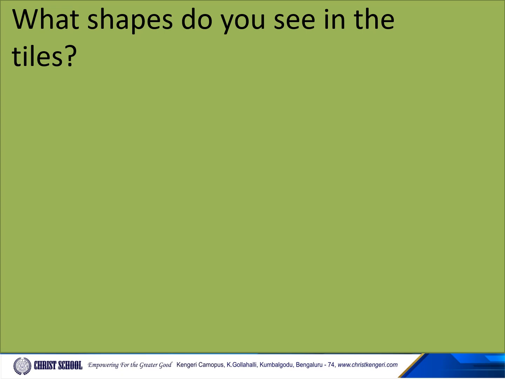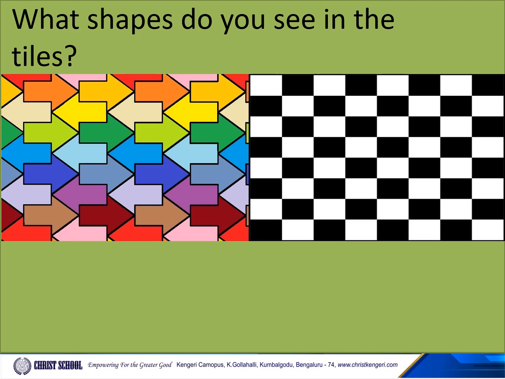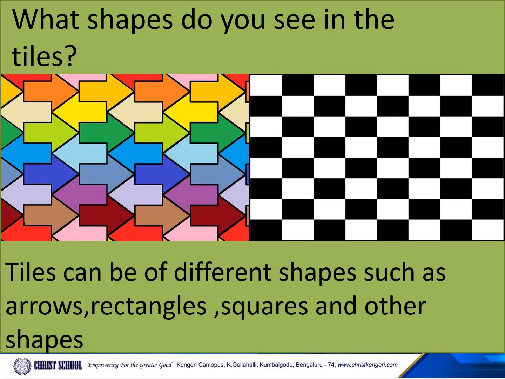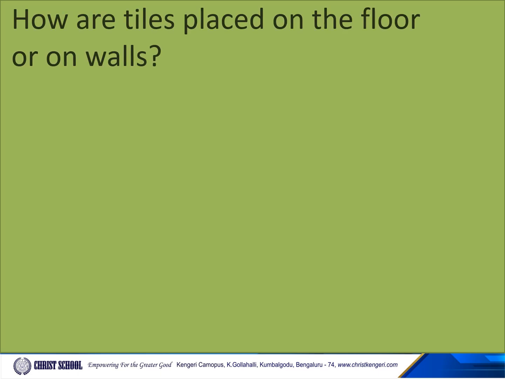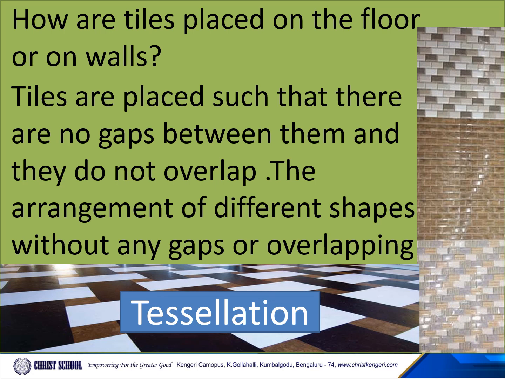What shapes do you see in the tiles? Tiles can be of different shapes, such as arrows, rectangles, squares, and other shapes. How are tiles placed on the floor or on walls? Tiles are placed such that there are no gaps between them and they do not overlap. The arrangement of different shapes without any gaps or overlapping is called tessellation.